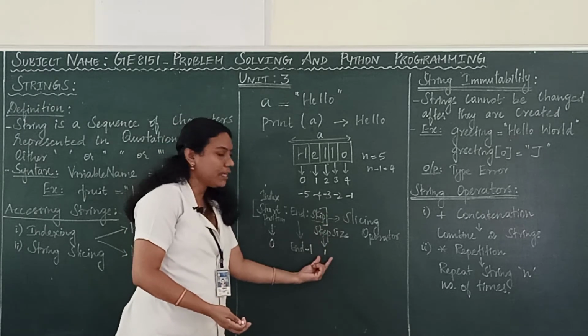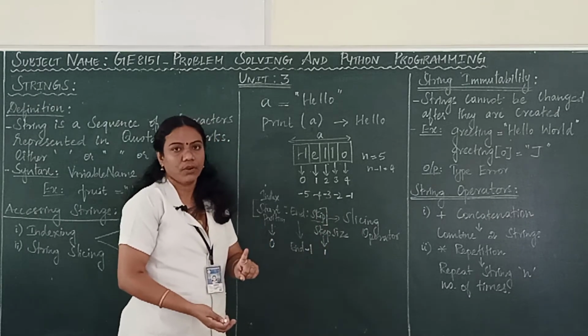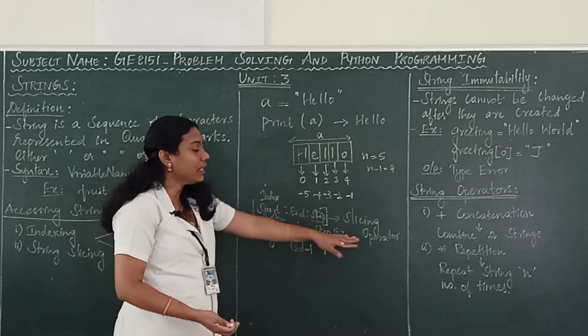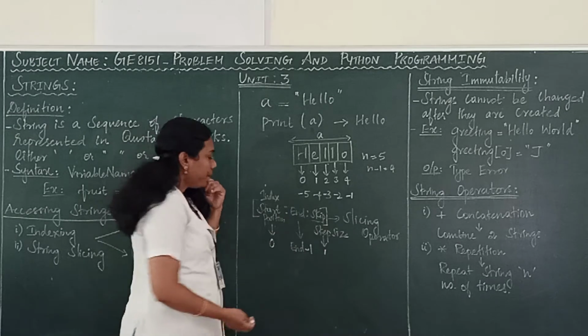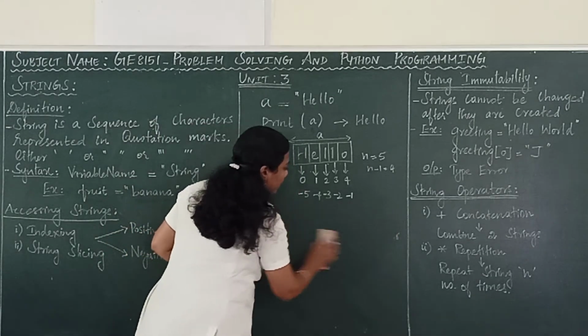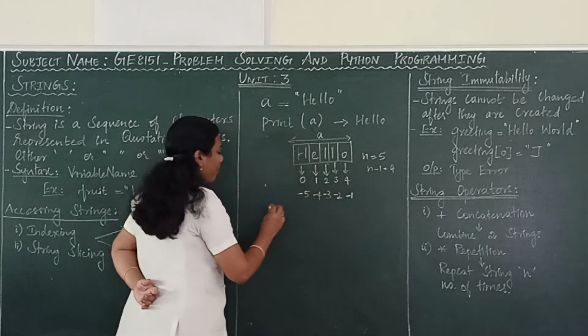The skip size default value is 1. Okay. So, this is the syntax of how you need to use a slicing operator. But let us see an example. The same example, we can apply the slicing operator now, right.